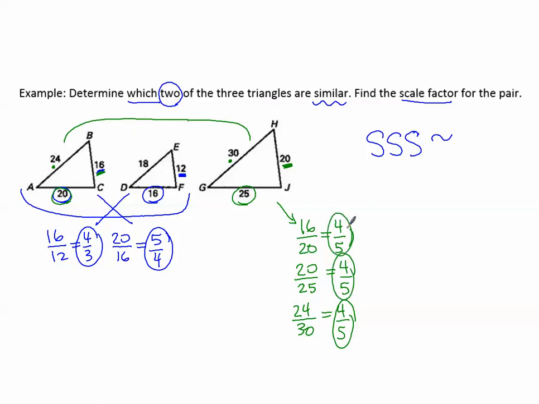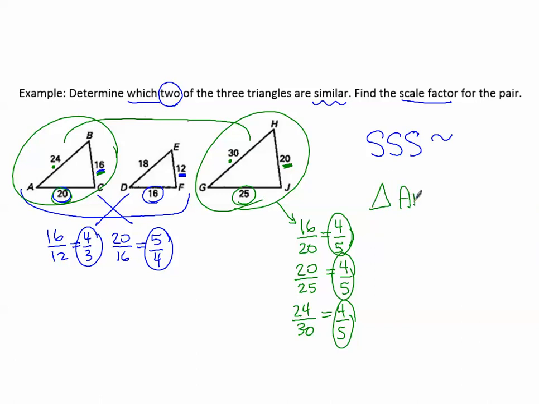Since they all make 4/5, we have the correct pair, so we can say triangle ABC is similar to triangle. Let's make sure I match up the parts correctly. Large side to smallest side. ABC is largest side then smallest side, so this largest side then smallest side goes GHJ. And what's the scale factor? Of course, the ratio that they all came out to be.